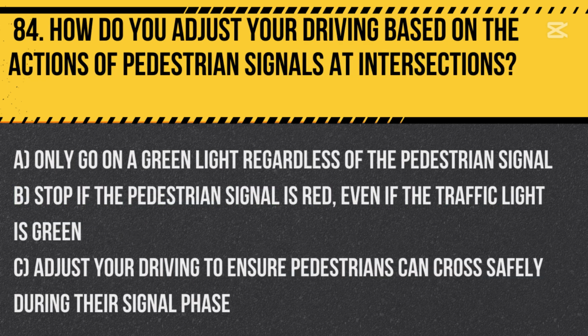Question 84. How do you adjust your driving based on the actions of pedestrian signals at intersections? A. Only go on a green light regardless of the pedestrian signal. B. Stop if the pedestrian signal is red, even if the traffic light is green. C. Adjust your driving to ensure pedestrians can cross safely during their signal phase. Answer: C. Adjust your driving to ensure pedestrians can cross safely during their signal phase. Drivers should be aware of pedestrian signals to enhance safety at intersections.